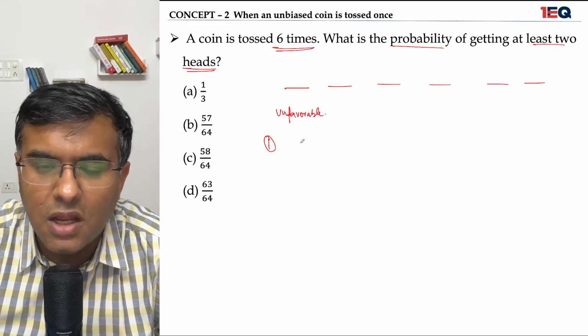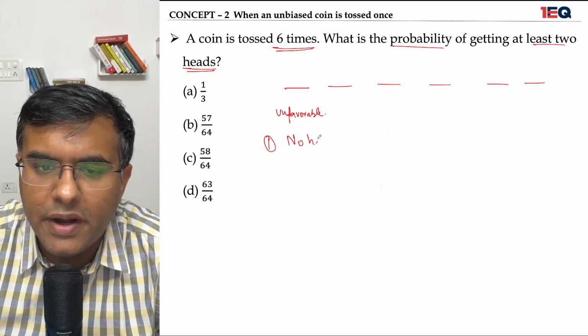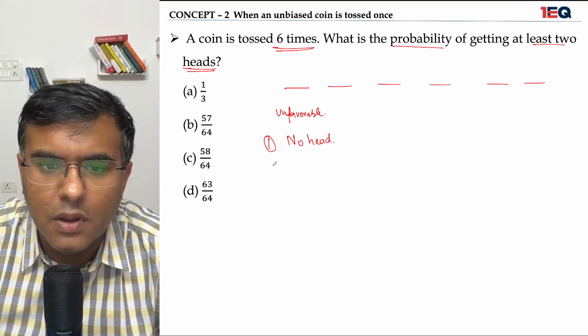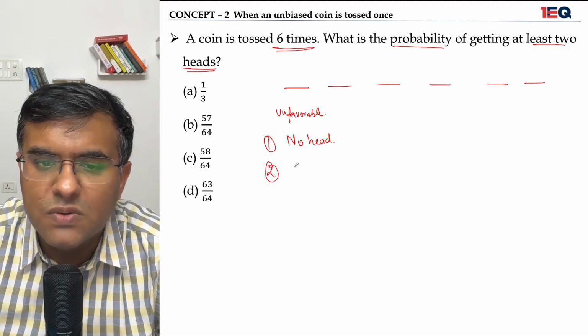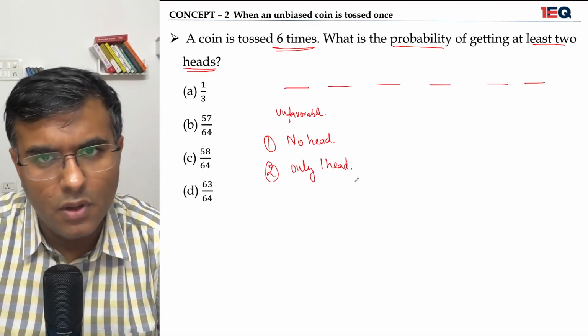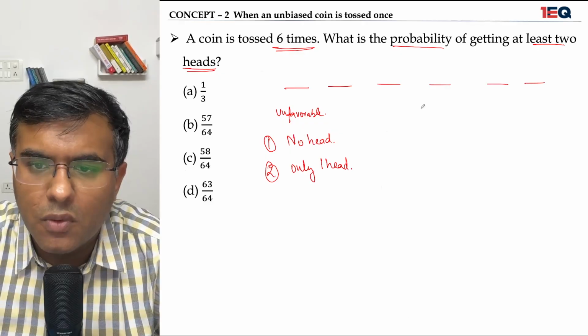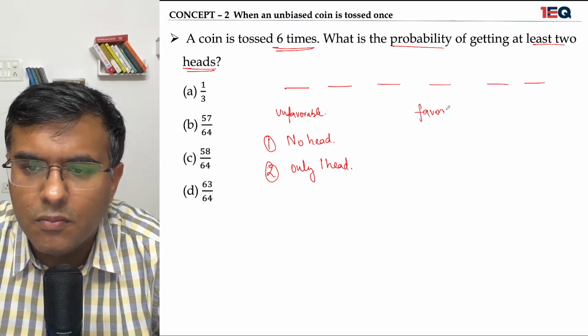Unfavorable cases. Unfavorable case number 1 says no head. Unfavorable case number 2 says only one head. Okay. What does the favorable case say?